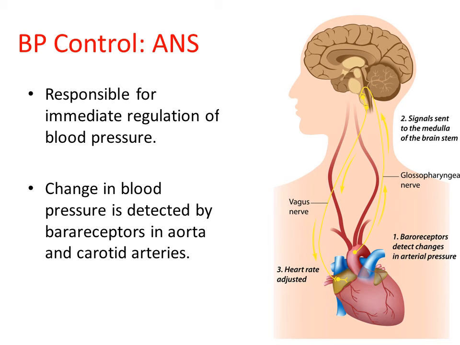The autonomic nervous system is responsible for the immediate regulation of blood pressure. Change in blood pressure is detected by baroreceptors, or stretch receptors, in the aorta and carotid arteries. When blood pressure rises, the stretch detected by the baroreceptors increases afferent nerve impulses to the coordinating area in the medulla, which controls the autonomic outflow to the cardiovascular system. The increase in afferent signals inhibits sympathetic nervous system output and increases parasympathetic nervous system outflow, returning the blood pressure to normal. The opposite happens when blood pressure falls.